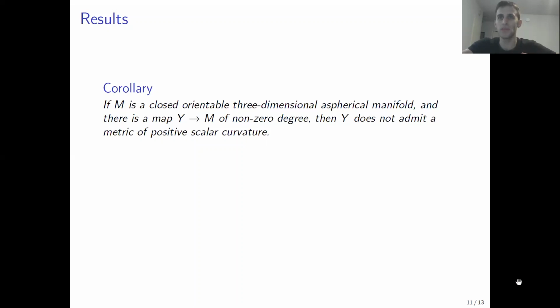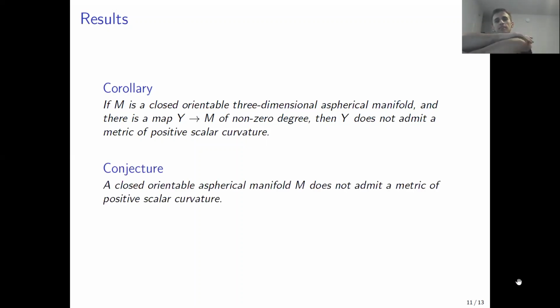So this statement makes me want to just remind you of the conjecture that I posed at the beginning. Initially I didn't have the word orientable here. I just said a closed aspherical manifold does not admit a metric of positive scalar curvature. But obviously if you can prove it for orientable manifolds, then it follows for all manifolds, because if a non-orientable manifold had positive scalar curvature, so would its orientable double cover. So it's enough to consider orientable ones.